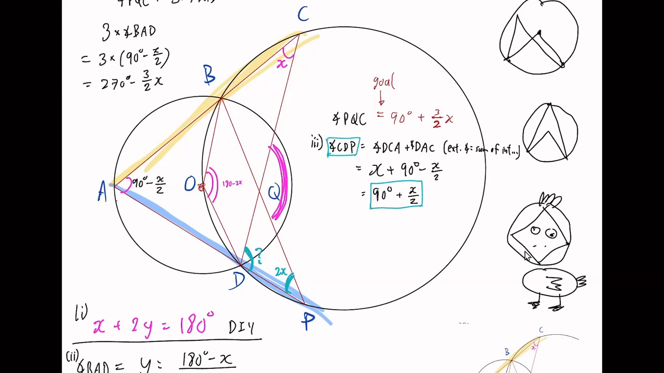Then we still need the 2x here. Why is it 2x again? This one is 2x because angles in opposite segment. I'll call this angle DPQ. DPQ equals angle DPB. Just extend from Q towards B.